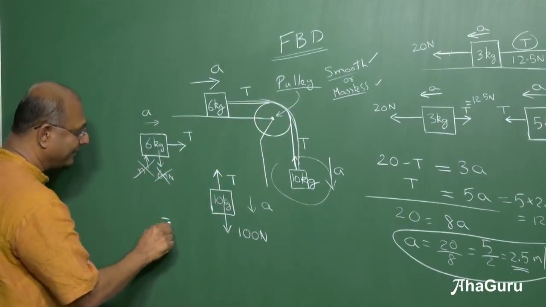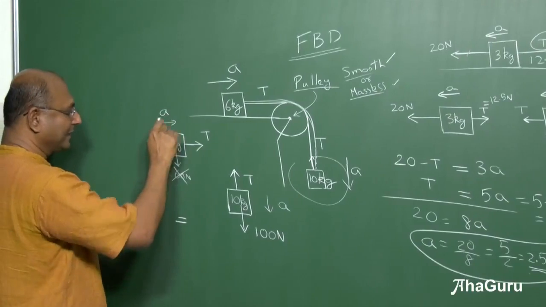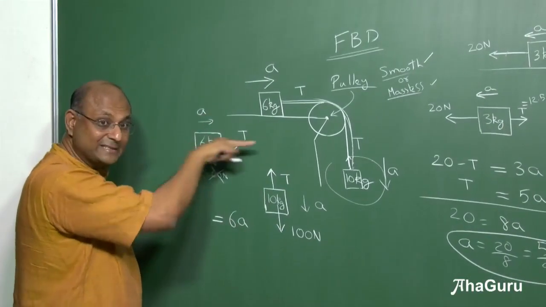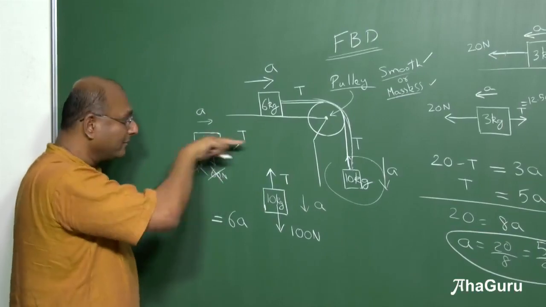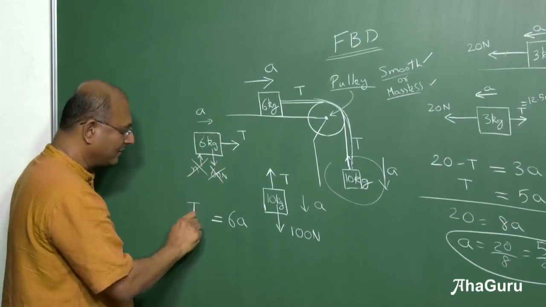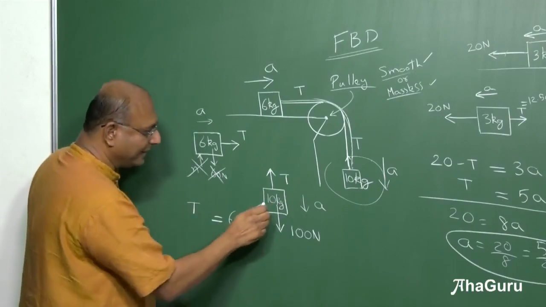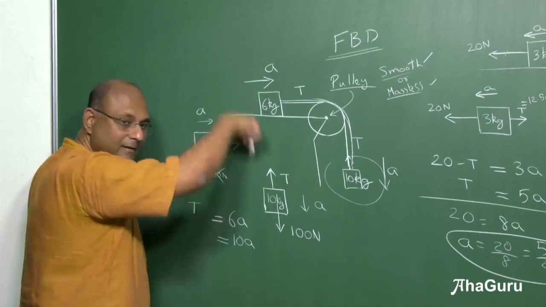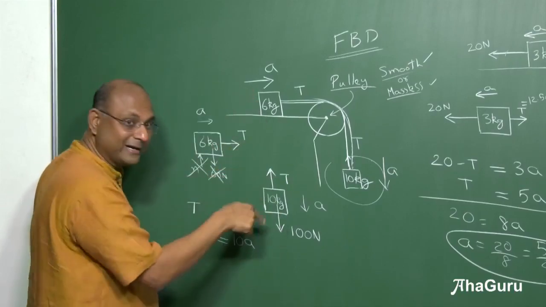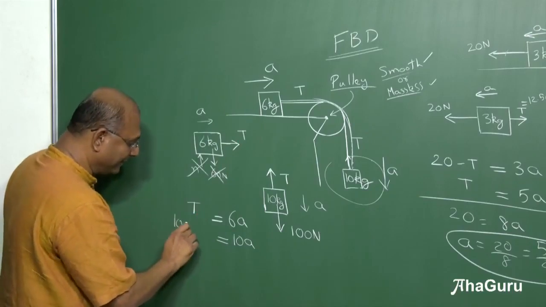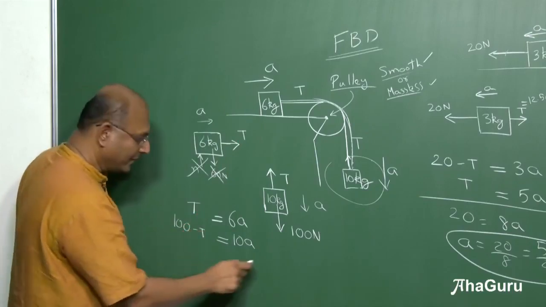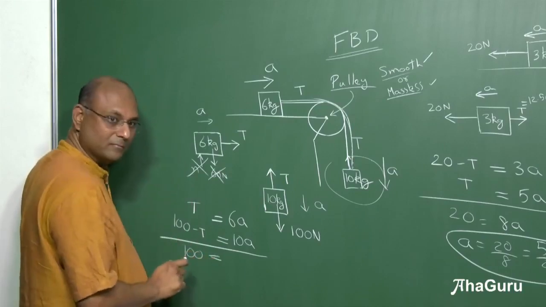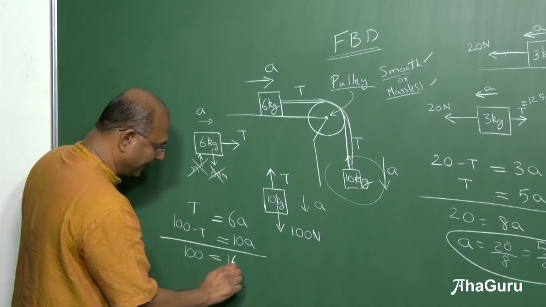Then I can write mass into acceleration must be net force in this direction. These two don't matter. What is the net force in that direction? T. And for this fellow, I can write mass into acceleration. Should I write T minus 100 or 100 minus T? I should write 100 minus T. If I combine this, you can see that 100, T cancels out, is 16A.